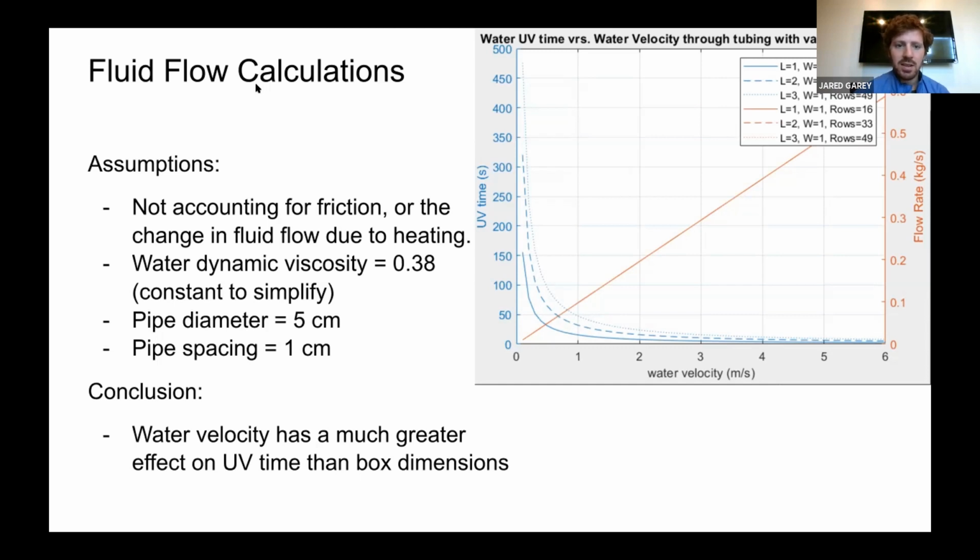So in my plot, you can see the UV time in blue, and I have the flow rate in kilograms per second on the right, and water velocity on the bottom. The conclusion I got from this is that making the box bigger didn't change a whole lot. You can see the thinly dotted lines don't give a whole lot more UV time, but slowing the water down affects it a whole lot more. So if we can have the water have an average velocity of something very slow, definitely less than 1 meter per second, that's going to increase the UV time the most.